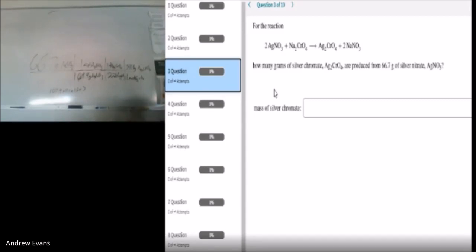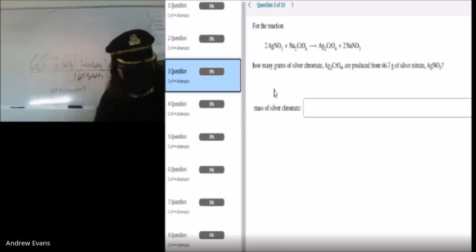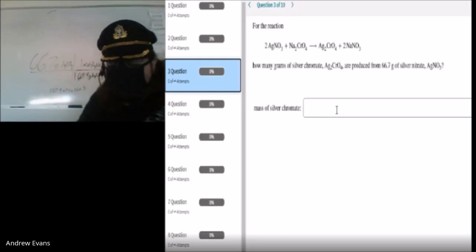So what am I doing? I'm taking my 66.7, dividing by my molar mass to give me moles, dividing by my mole ratio to give me moles of silver chromate, and multiplying by my molar mass of silver chromate. So if I do that, funny thing is, I get 65.1 grams.